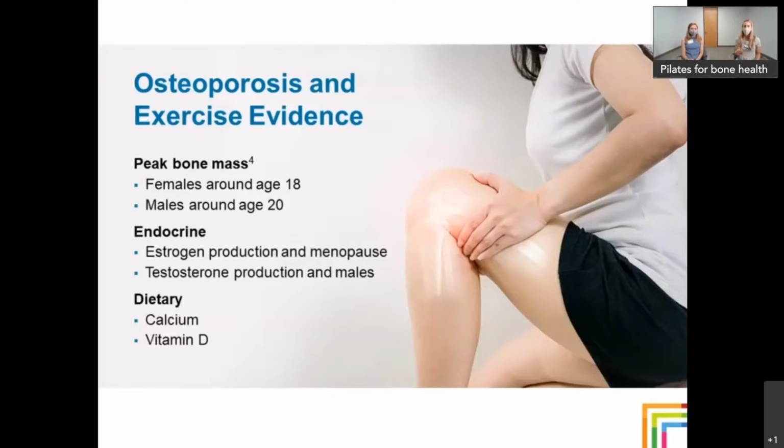For males, this is a little bit older, around age 20. Peak bone mass is seen, and then again sustained over time, and then starting to decrease more rapidly around the age of 70. And as Lauren mentioned before, this is partly due to endocrine changes, estrogen production in women, and testosterone production in males. We're going to just touch briefly also on the dietary considerations for folks with low bone density.